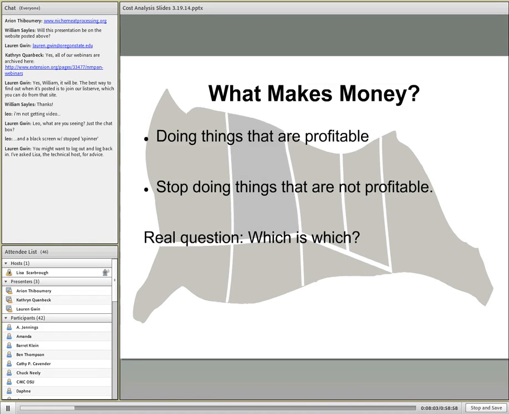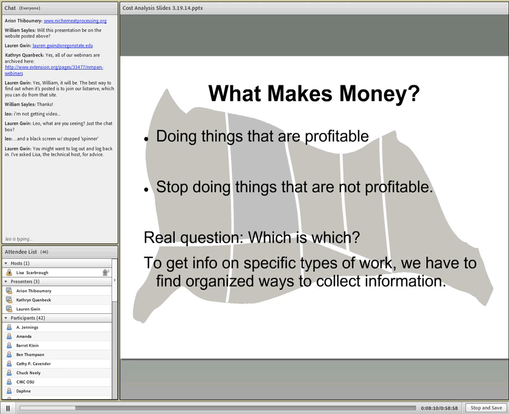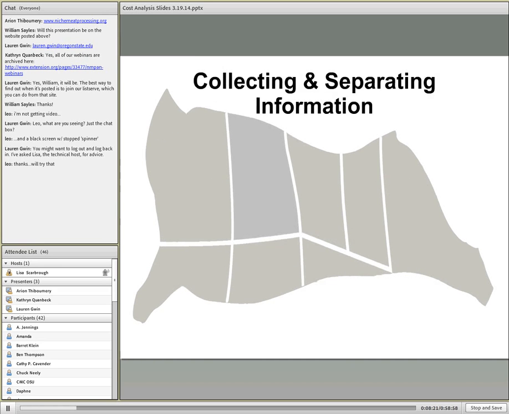So the real question is, you want to do things that are profitable, you want to stop doing things that are not profitable, so which is which? Again, coming back to what is making you money and why. To get information on specific types of work, we have to find organized ways to collect information about profitability, about what's happening in your plant. I'm now going to talk, from the 30,000-foot view, the larger GAAP accounting level, narrowing down to daily in-plant measurements about profitability and meeting production goals.